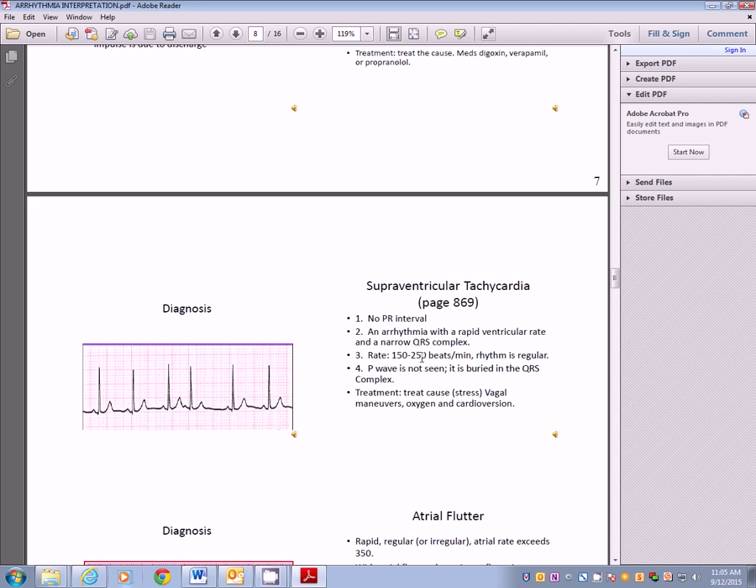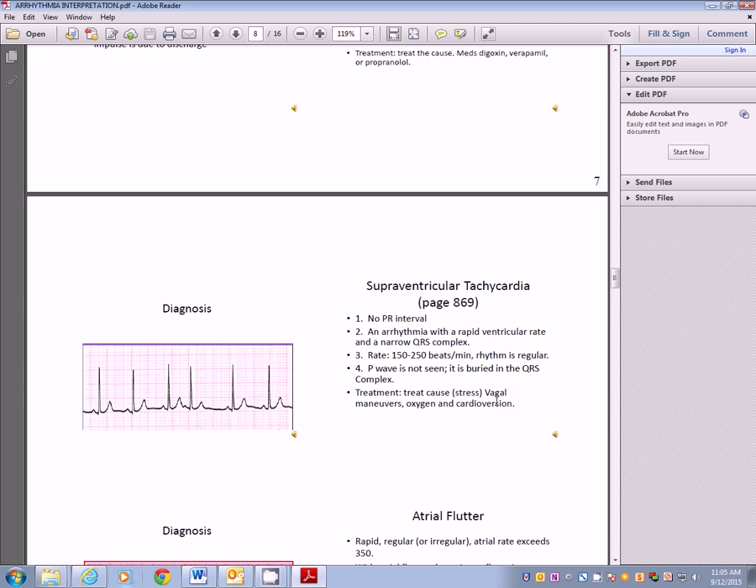The rate can be anywhere from 150 to 250, so even though normal sinus rhythm can go up to 180, if it stays up around 150s to 180, some people will go ahead and call that SVT. The P wave is not seen, it's buried in the QRS complex. So for test purposes, you really have to look and see if you can still measure the PR interval. If you can't measure a PR interval, then you're really at the point that you're at supraventricular tachycardia.